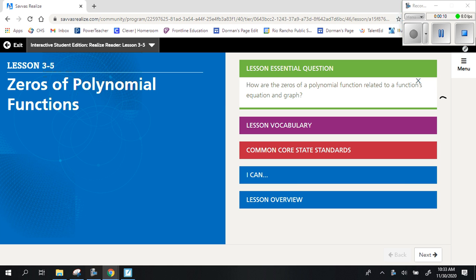So our essential question remains the same. We're going to talk about how the zeros of a polynomial function are related to a function's equation and graph. Today we're going to look at an application problem, and then we're going to look at solving an equation.